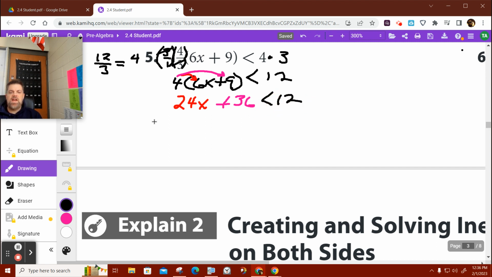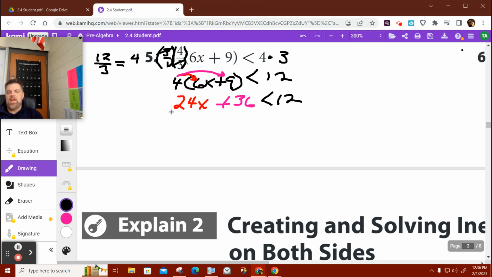I need to get x by itself, so that means I'm going to either move the 24 or the 36. Which one's easier to move, the 24 or the 36? Okay, the 36 is easier. We could move the 24, but it's harder because I got to divide everything by 24. Let me explain why it's easier.